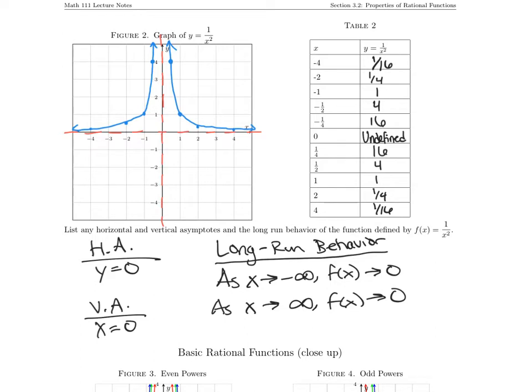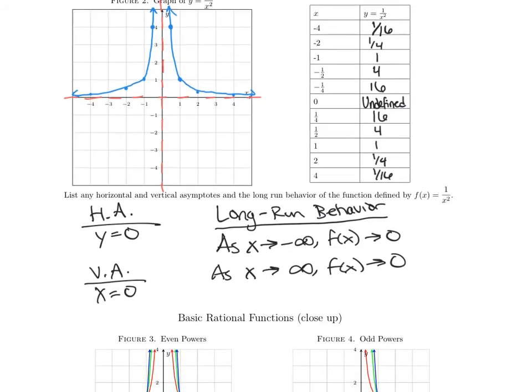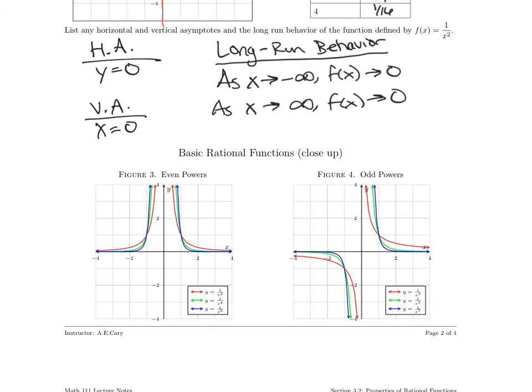Now, what does it look like if we have different powers? So instead of 1 over x squared, what if it's to the 4th or to the 6th or 1 over x to the 5th? What would that look like? So if we scroll down here, there we are. This came out in color, which is kind of nice. I'll just do an actual laser pointer. So we can see things get a little flatter along here the higher the power gets.